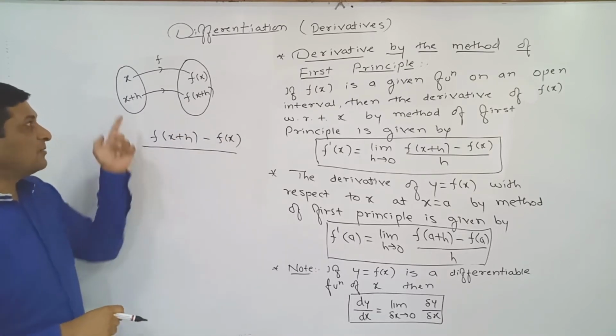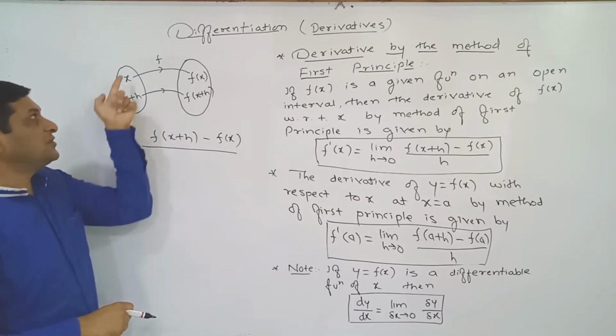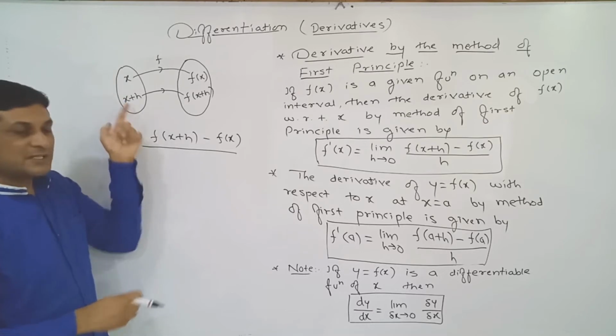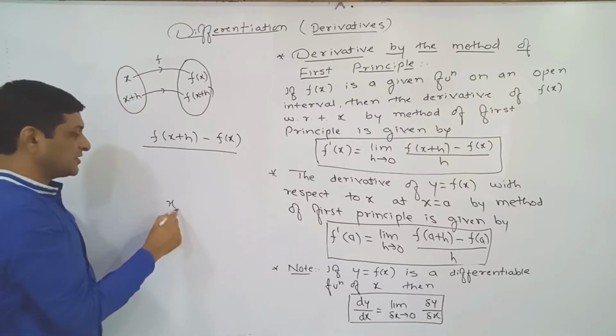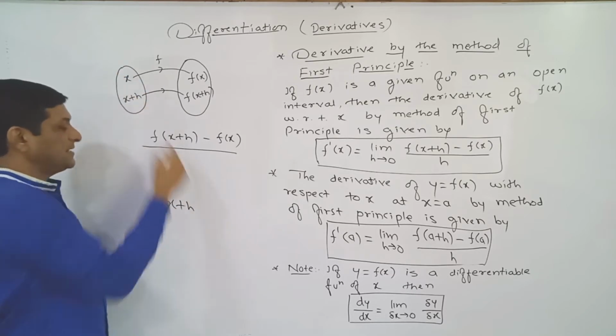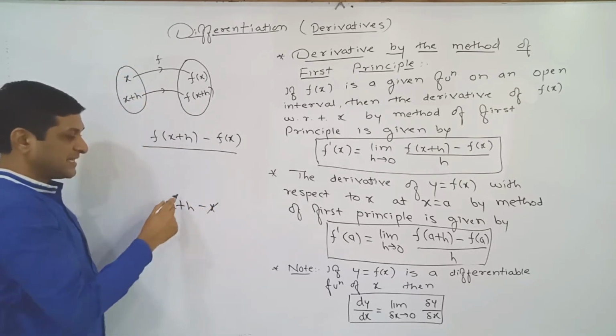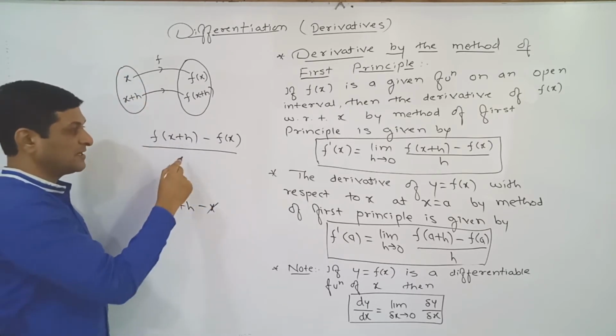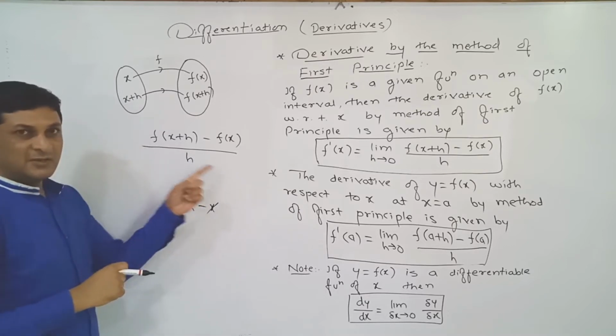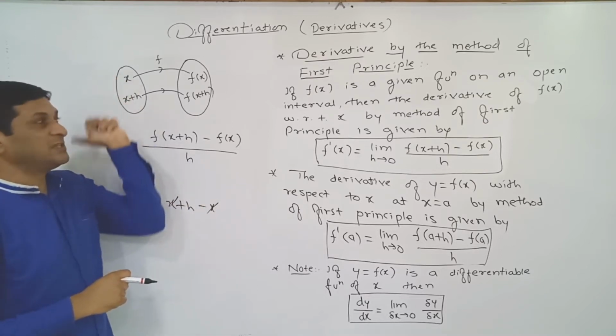And in the denominator we are taking the difference of these two values. What will the difference be? X plus H minus X. So here minus X and plus X will get cancelled. What will the remaining term be then? H. In the denominator we have taken the difference between these two values.